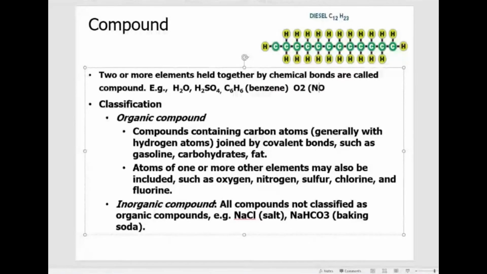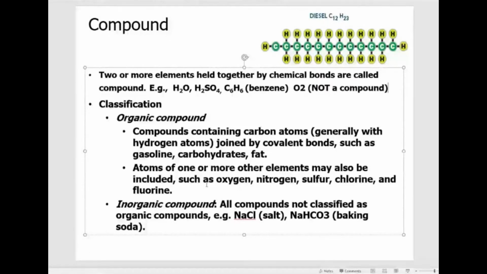No, it's not a compound, and that's because there's only one element. Okay, so that's what compound means. Now, when we look at compounds, we can further divide them into organic compounds and inorganic compounds.